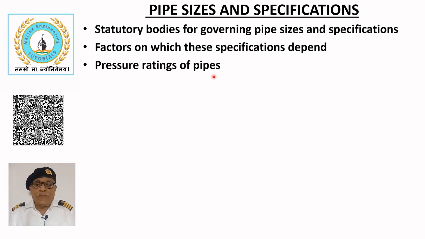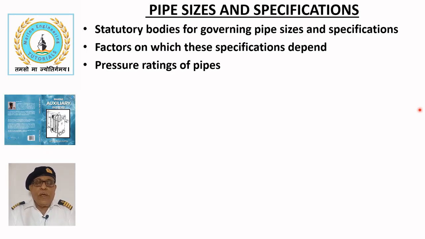Pressure rating of pipes. On the basis of pressure ratings, pipes are classified into the following three categories. Low pressure piping are used for bilge, ballast, freshwater, service air, etc., with a working pressure up to 10 bar. These are fabricated from Schedule 40 pipes. Medium pressure piping are used for fuel oil transfer, medium pressure steam, starting air, etc., with a working pressure from 10 to 30 bar. These are fabricated from Schedule 80 pipes.